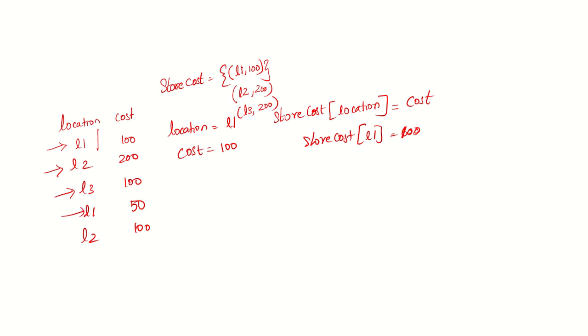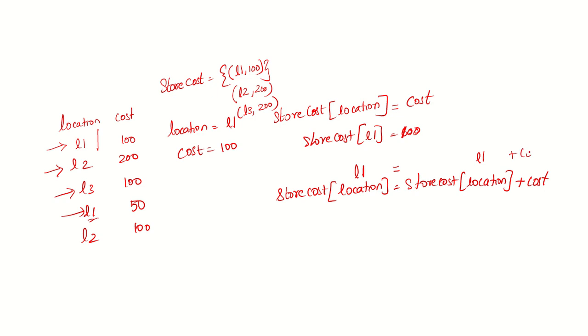Take this one. Is it already present in the dictionary? Yes, it's already present. So if it is already present in the dictionary, what do you have to execute? You have to execute this one: store cost of location is equal to store cost of location plus cost. Now tell me, what are we talking about? L1, right? So store cost of L1 will be store cost of L1 plus cost.